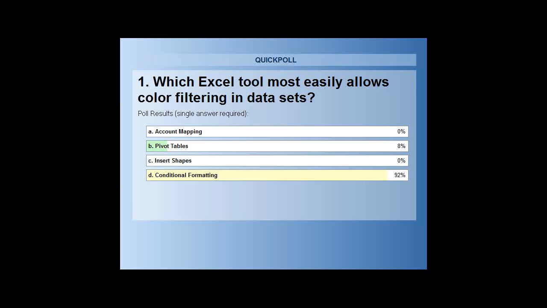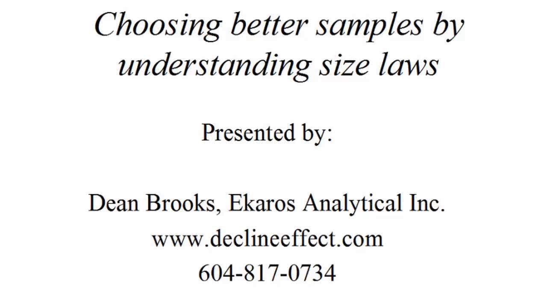All right, I'll start by introducing myself. My name is Dean Brooks. I am a freelance analyst and statistician at a little company called Ecros Analytical. My topic today is choosing better samples by understanding size laws.